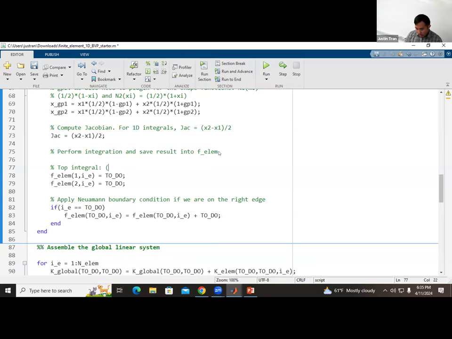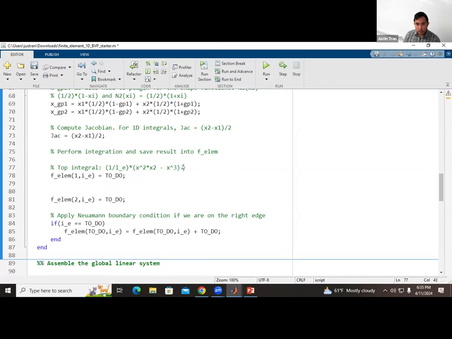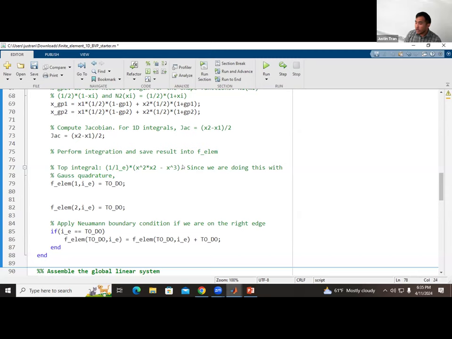It's actually 1 over LE times x squared times x2 minus x cubed. Okay, so that's the first integral that we need to do. Now, since we're doing this with Gauss quadrature, we need to multiply this by the Jacobian as well. So this next line is going to be a mess, but just keep all that in mind.